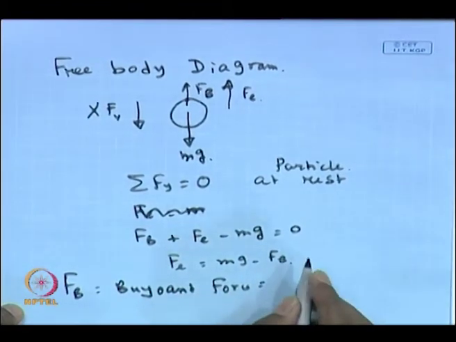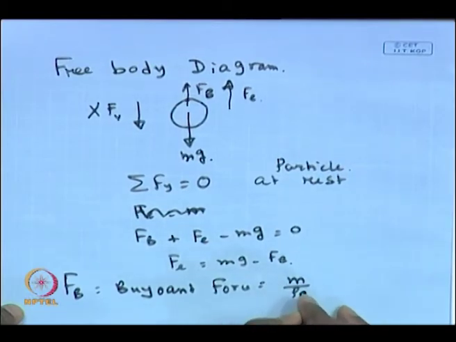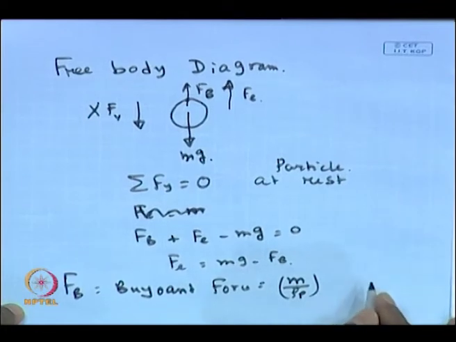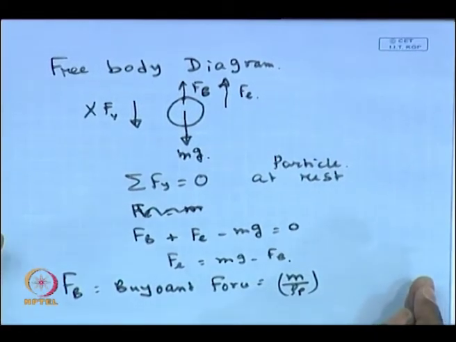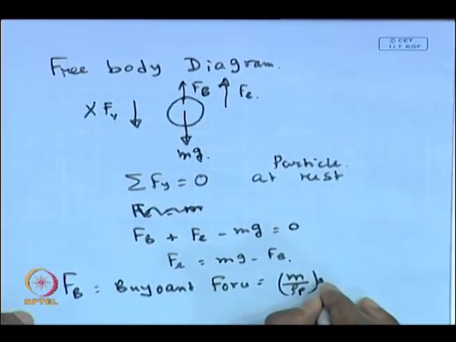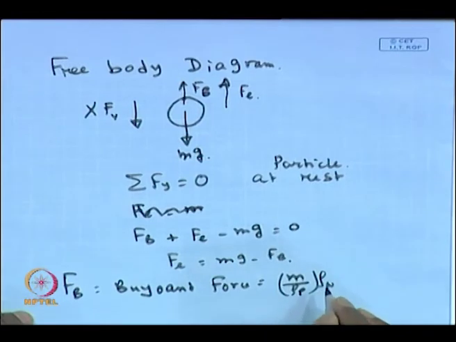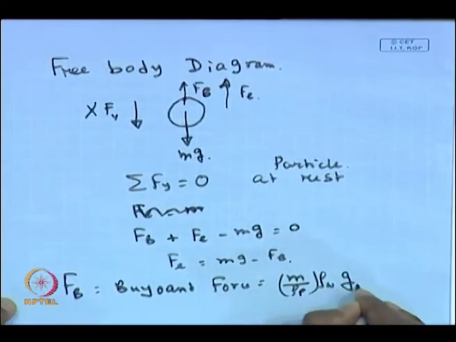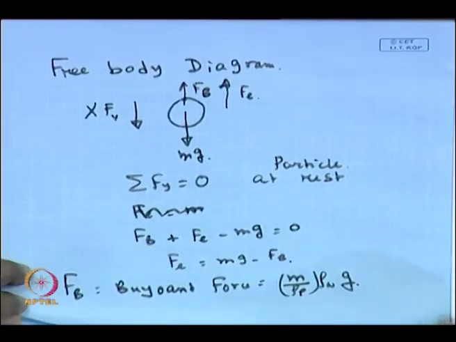What is the buoyant force? The volume of the particle will be m by rho particle. The same volume will be displaced by the water, so multiplied by the rho of water, that will be the mass of water displaced. Multiplied by g, that will be the buoyant force acting on the particle. Okay, so we identify that.